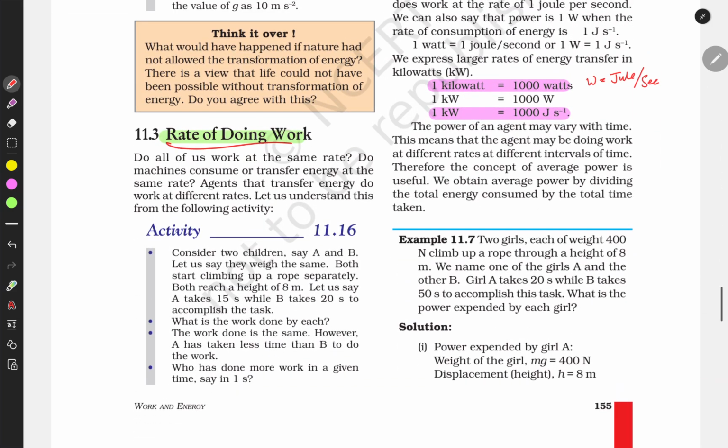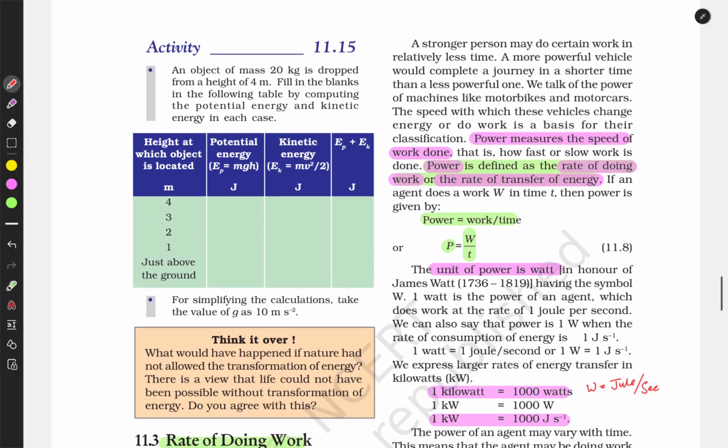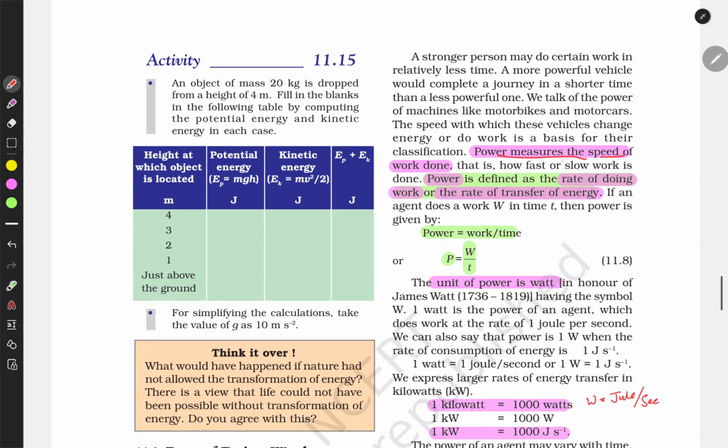Rate of doing work, now discuss this. Power measures the speed of the work. Power is defined as the rate of doing work. Rate of doing work means if work is done in minimum time, the power is more. If it takes a lot of time, the power is less. So the rate of transfer of energy is power.